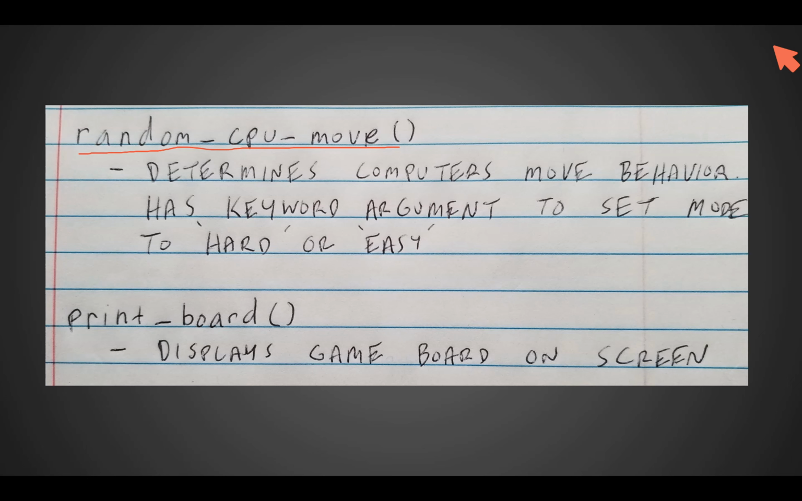The hard mode employs that randomness that I just talked about, but it also is going to thwart you in your attempt to win. What I mean by that is that it's going to look for situations where you have almost won. If you have two in a row anywhere, either horizontally, vertically, or diagonally, it's going to put an O at that spot because you would win on the next move, so it's going to keep you from winning. So that's a little bit harder. Overall, this is going to determine the computer's move behavior.